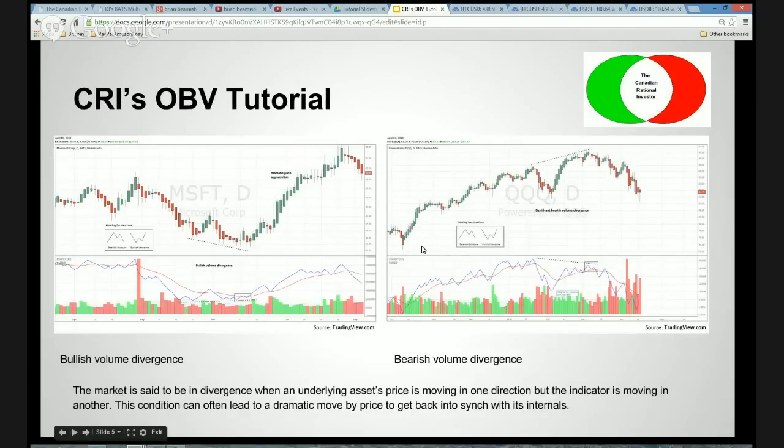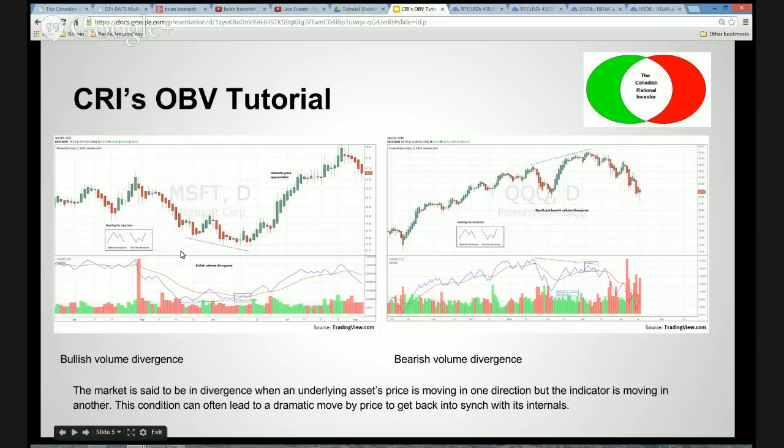We're now going to take a look at this concept of divergence a little bit closer. On this slide we have basically two charts. One is a representation of a bullish divergence, and one is representative of a bearish divergence. The market is said to be in a divergence when an underlying asset price is moving in one direction, but the indicator is moving in another. This condition can often lead to dramatic moves by price to get back into sync with its internals.